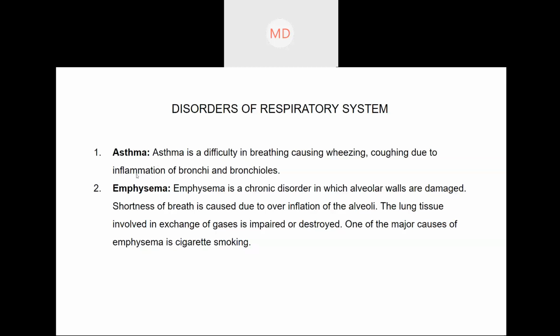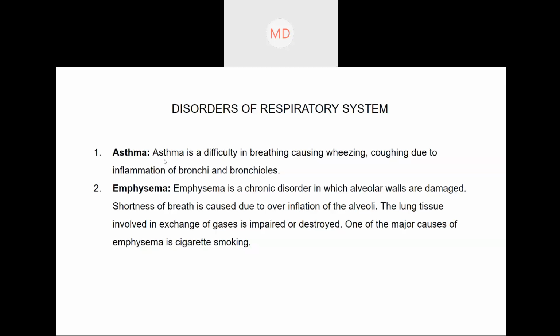Asthma is caused by the inflammation of bronchi and bronchioles. These bronchi and bronchioles swell up, and this causes asthma. The symptoms of asthma are coughing and difficulty in breathing. Wheezing means sneezing and coughing, like that, same thing. Bronchi and bronchioles are a part of the lungs, so inflammation occurs in the lungs.